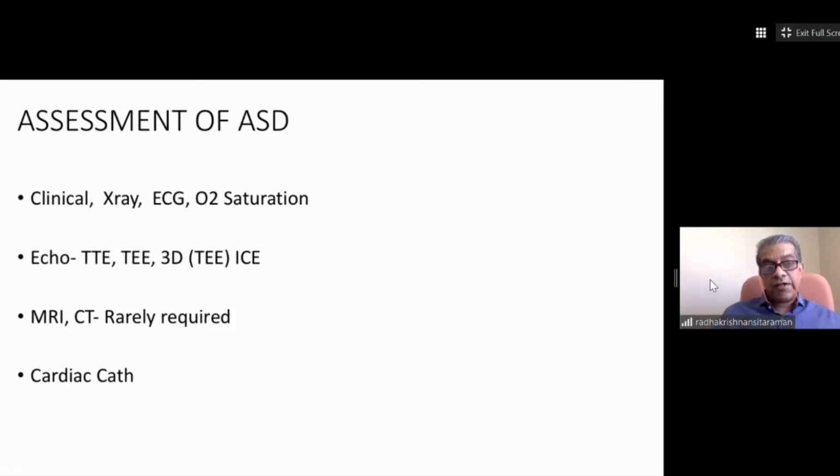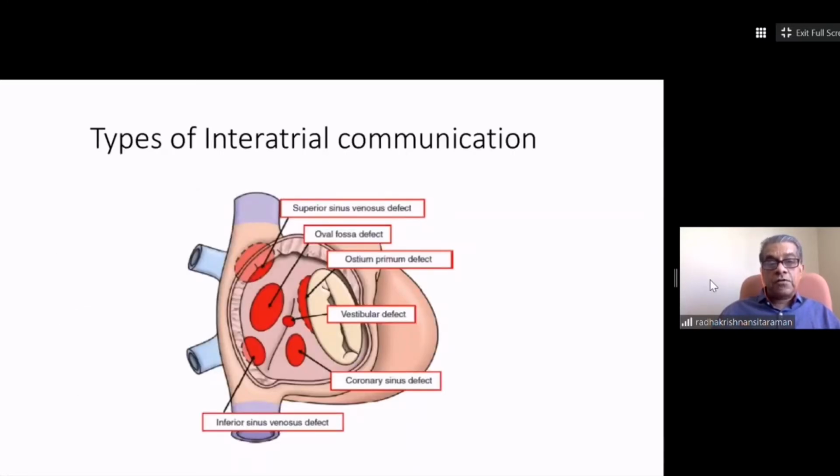I will be restricting my talk only to the transthoracic echo, because tomorrow Saurabh is going to speak about transesophageal echo evaluation. Very rarely do we have to use MRI or CT, although there are studies which show a good correlation of MRI with echocardiography as far as rim size is concerned. And of course, you have to be prepared for a cardiac cath. Even if you want to intervene by device closure or not, you have to be mentally prepared for a cardiac catheterization study. So let's look at the anatomy of the types of interatrial communication.